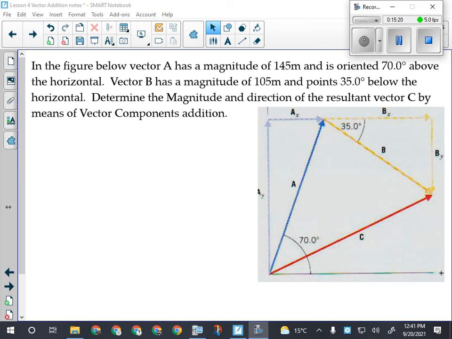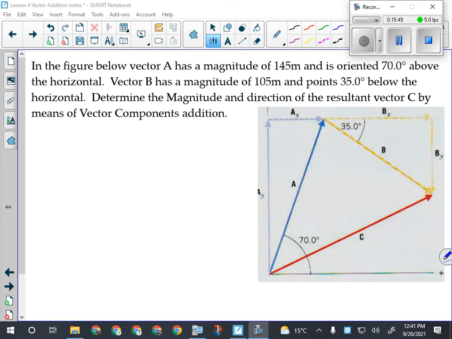On a question like this, normally you wouldn't have the diagram. You'd be required to draw it. So I'm going to walk through that process as well before we get to actually breaking it down into x's and y's. The first step in any vector component addition problem, that's what this is, x's and y's are components, is we draw the diagram. It says vector A has a magnitude of 145 meters and is oriented 70 degrees above the horizontal.